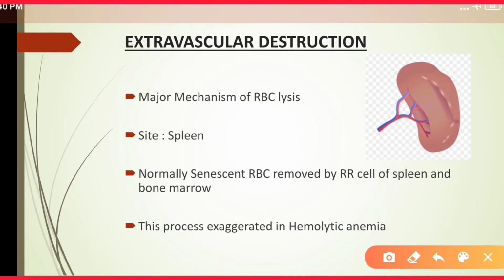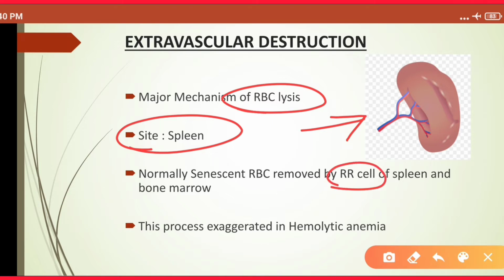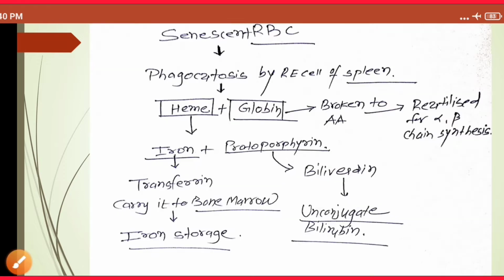So extravascular hemolysis occurs in the spleen, right? And it is the major mechanism for RBC destruction. In most of the cases, the mechanism is extravascular hemolysis. Normally, guys, in our body, whenever the RBCs are getting old, suppose it covers its lifespan of 120 days, then after 120 days, RBCs will get old and they will be removed by the reticuloendothelial cells of our spleen and bone marrow, right? This normal destructive mechanism is exaggerated in case of hemolytic anemia, right?